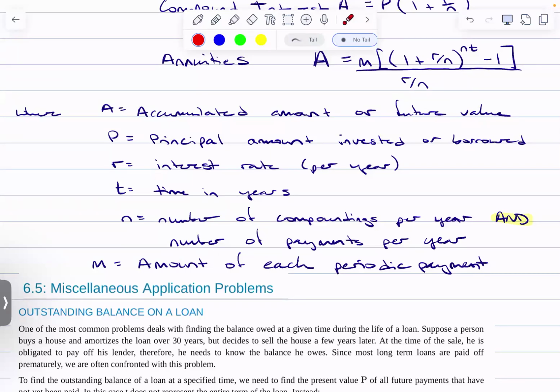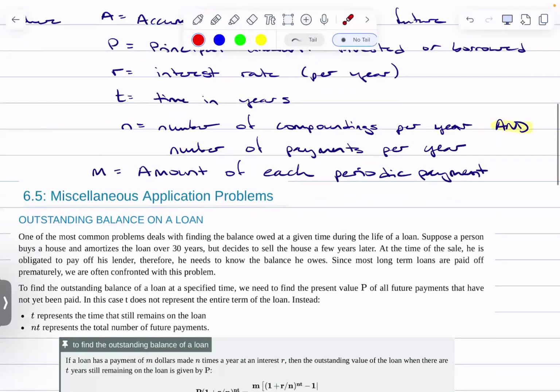R is the interest rate per year. T is the time in years. N is the number of compoundings per year. And in this course, it will also be the number of payments per year. You can level up just slightly beyond what we're going to do in this course, and you can have different payment frequencies from your compounding frequencies, but all you need to do is adjust your rate to match it. And so you can easily get there, but we won't have to. And then M is the amount of each periodic payment.